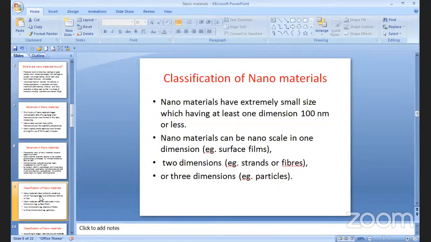So if you go for the classification of the nanomaterials, these nanomaterials are extremely small in size, having at least one dimension of 100 nanometers. Already we have studied 100 nanometers or less than 100 nanometers you are going to have. So these nanomaterials can be nanoscale in one dimension, for example, the surface films you have. So two dimensions we have examples like fibers, as well as the three-dimensional also we have, like particles. Okay, the particles we have.